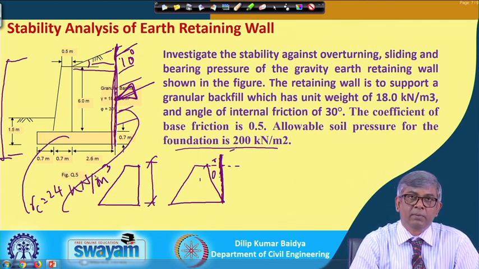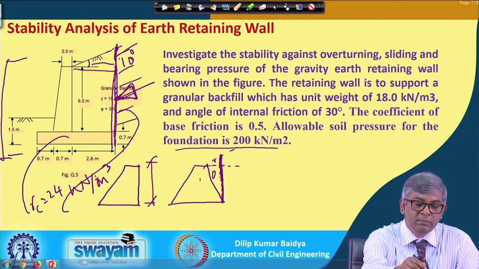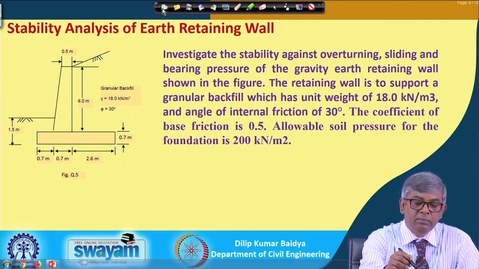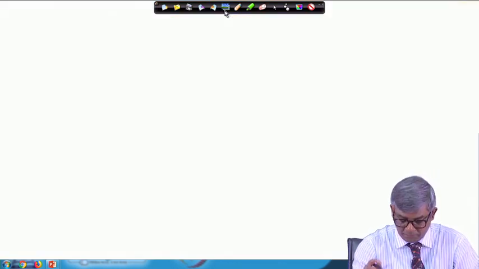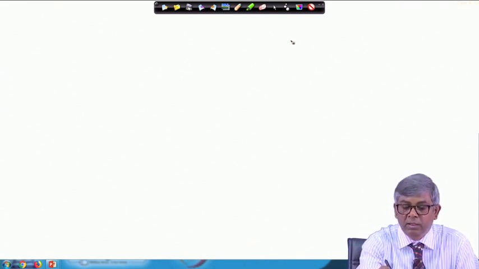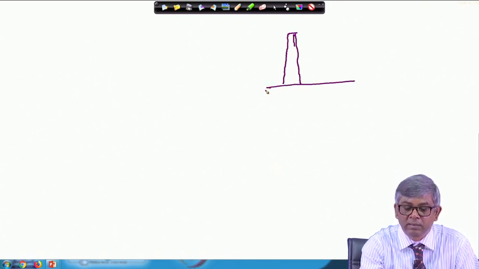Otherwise, this is the problem. Let me take a fresh page and then let us try to do it. The problem was something like this: you have a wall, and this is a little sloped here, and this side vertical, and this is something like this.